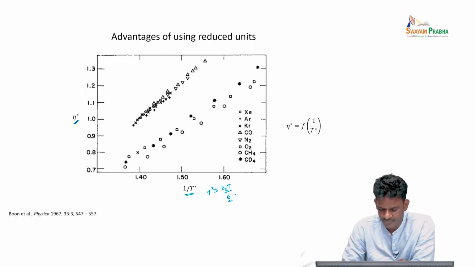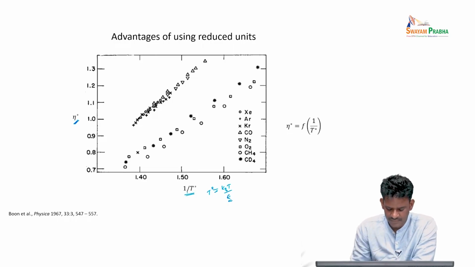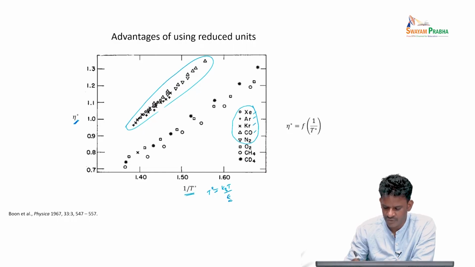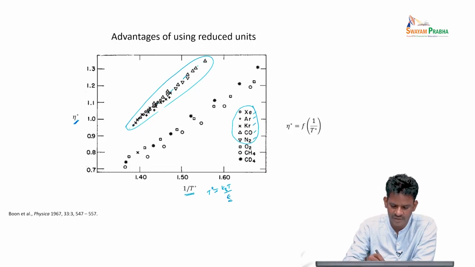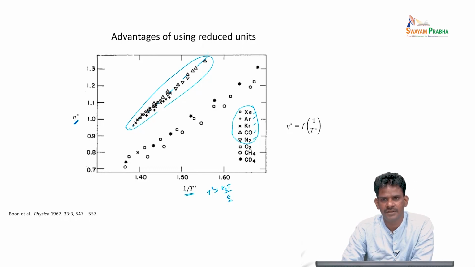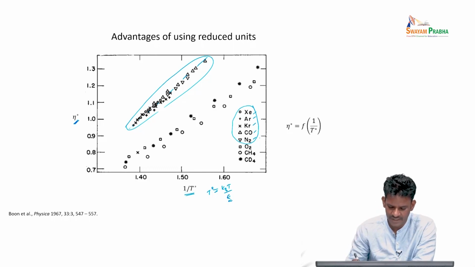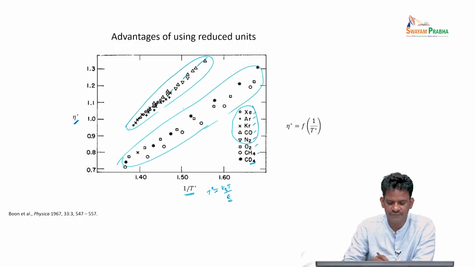So, if you look carefully here, it appears that the reduced viscosity plotted against inverse of reduced temperature shows a nice scaling behavior for certain species: xenon, argon, krypton, carbon monoxide and nitrogen. So, they all fall nicely along a universal line. Whereas, if you look at oxygen, methane and this is methane, but with the deuterated system, they show a pretty different behavior. Okay. They do not follow the kind of trend that we see here.